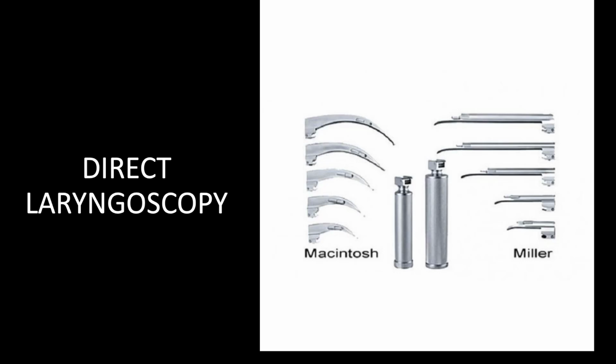There's the Macintosh or curved blade that is traditionally used in adults, and it utilizes the hypoepiglottic ligament to lift the epiglottis off the glottic structures to allow visualization of the chords. Opposite of that is the Miller blade, which is a straight blade, traditionally used in pediatric patients with an underdeveloped hypoepiglottic ligament and a large floppy epiglottis. We use this blade to lift the epiglottis off the glottic structures to allow visualization of the chords.